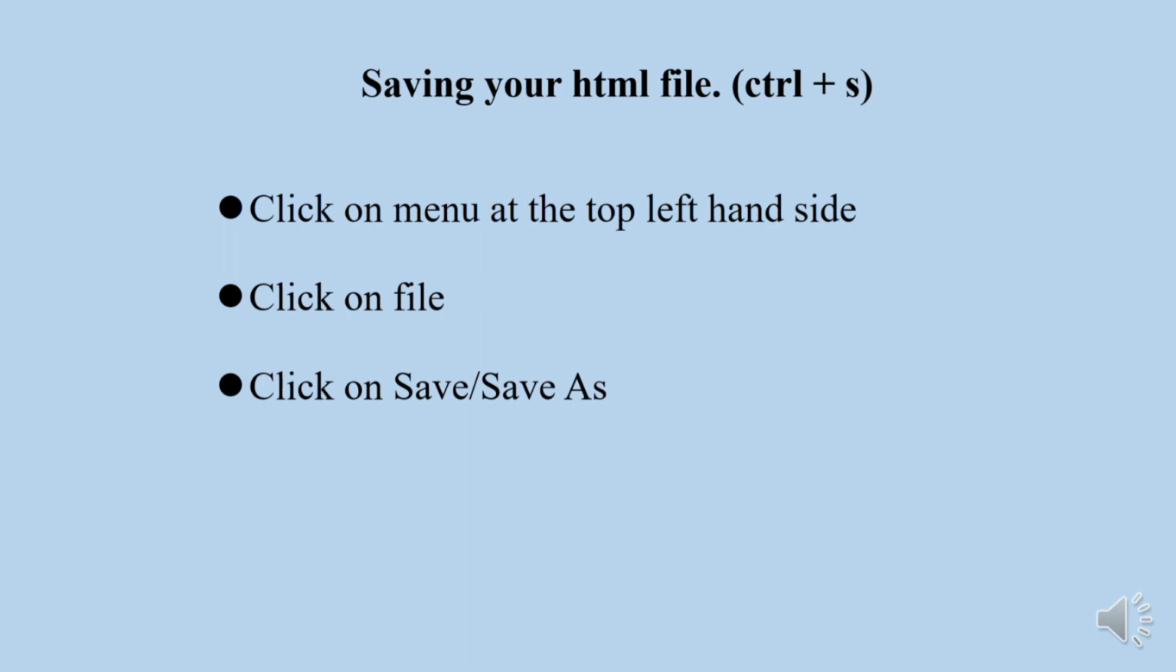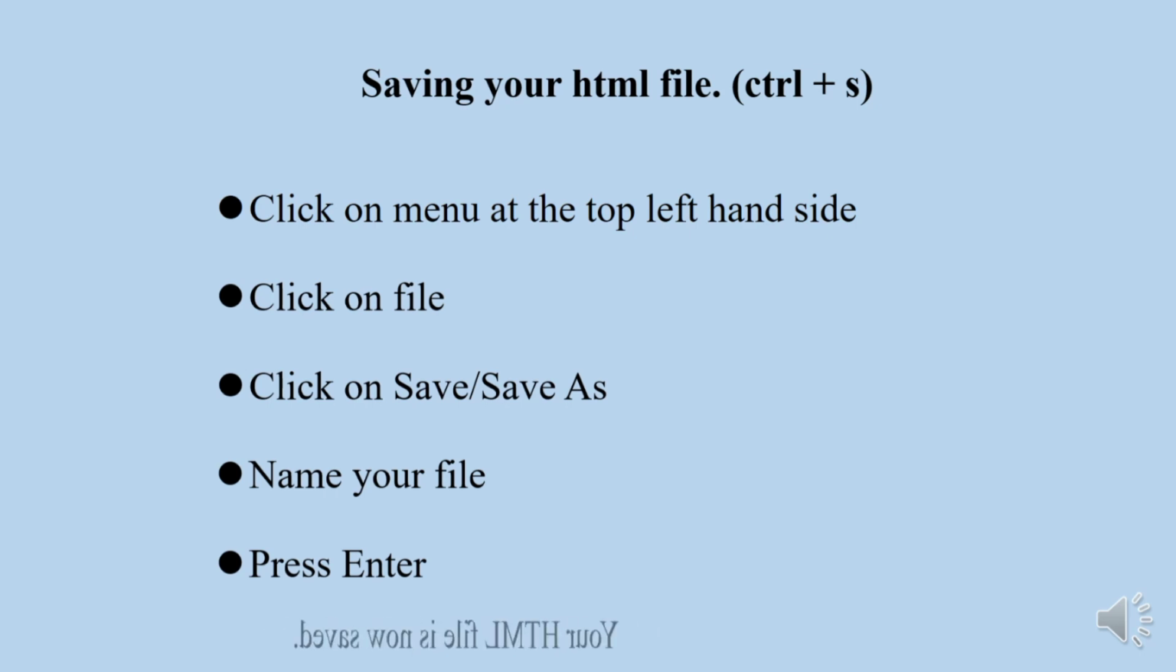When you select Save, it will just pick the first few letters at the beginning and save it for you, or else you go to Save As, so that you can specify a name for it and save. So when you pick Save As, you have to name your file, and then you save it. Okay, so after giving your file a name, just press enter, and then your HTML file is now saved. So thank you, and let's see you in the next class.